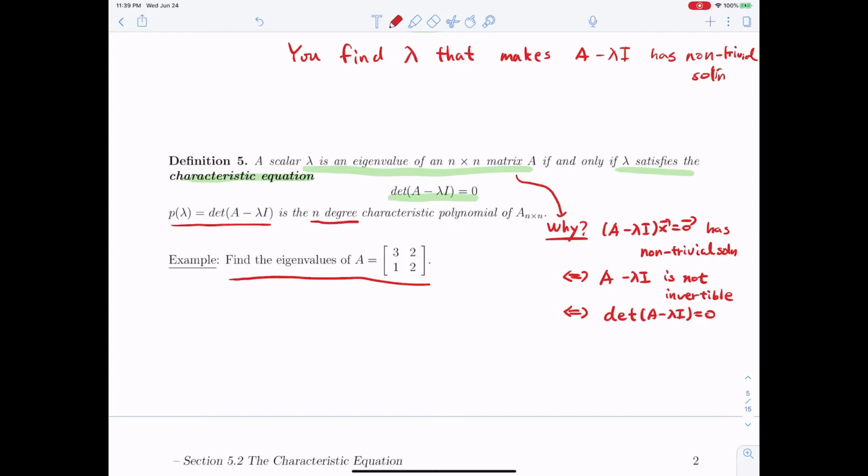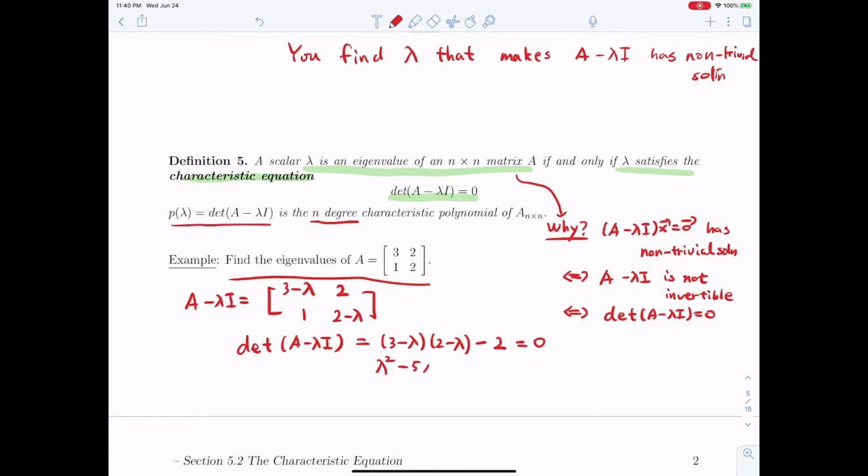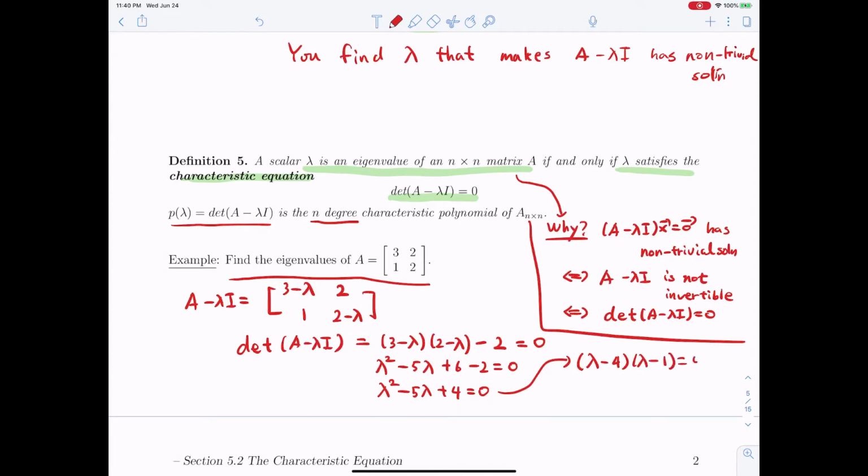So basically, A minus lambda I is given by 3 minus lambda, 2, 1, and 2 minus lambda. So the determinant of A minus lambda I equals AD minus BC, which is 3 minus lambda times 2 minus lambda minus 2. If you let this equal 0, then we have lambda squared minus 5 lambda plus 6 minus 2 equals 0, or lambda squared minus 5 lambda plus 4 equals 0. And if you do the synthetic division, then we get lambda minus 4 times lambda minus 1 equals 0. In other words, lambda equals 1 or lambda equals 4.